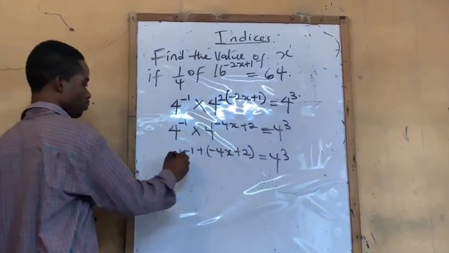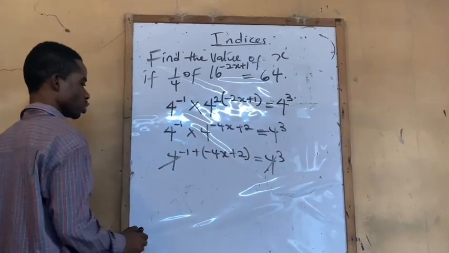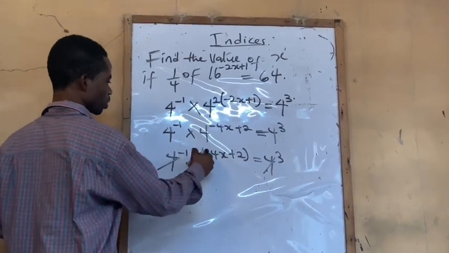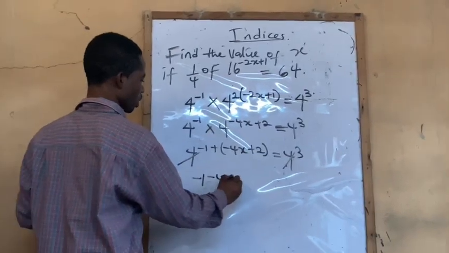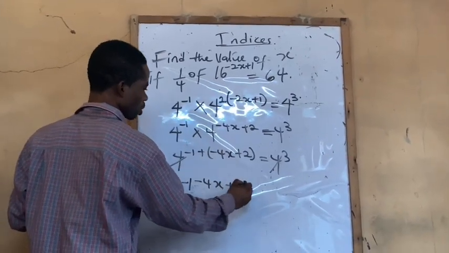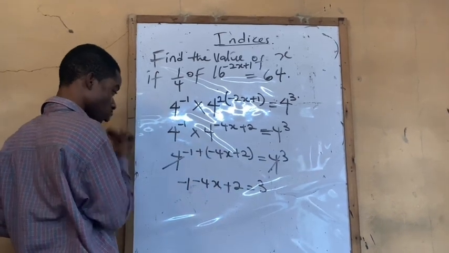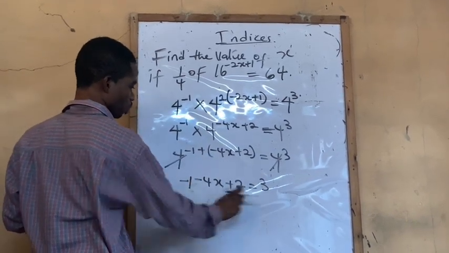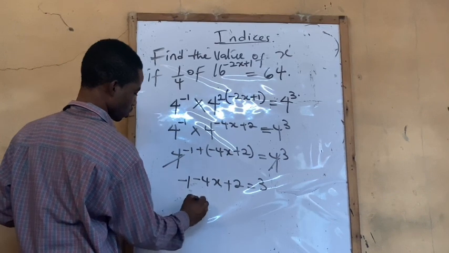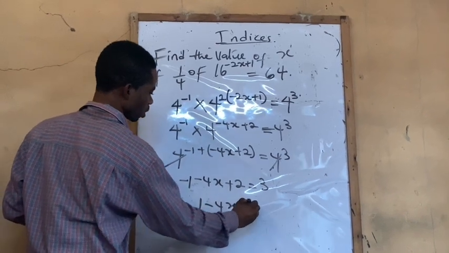So the base, we cancel the base. The power, we equate the power. So you have minus 1 plus minus 4x plus 2 equals 3. So that means minus 1 plus 2, that is 1 minus 4x equals 3.